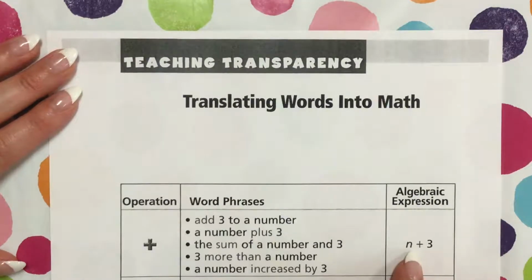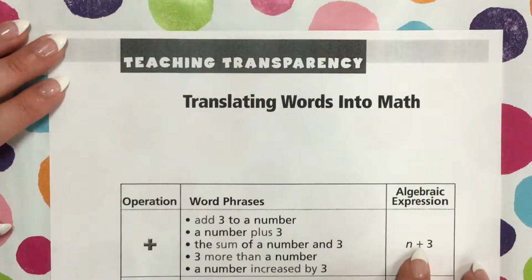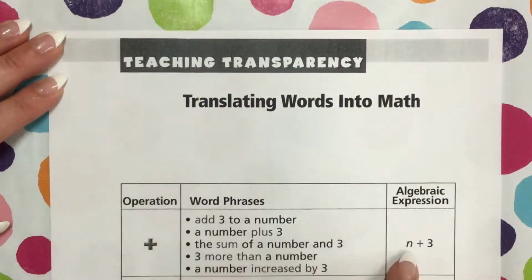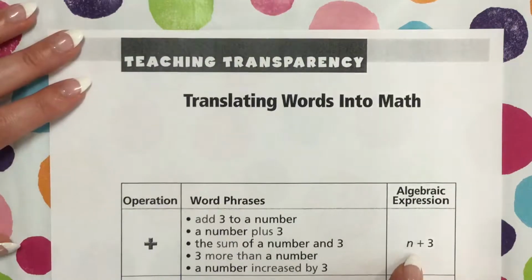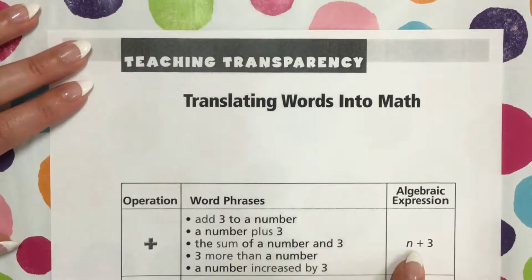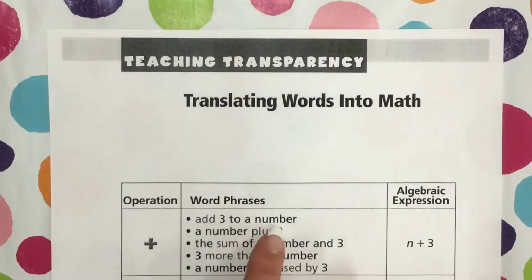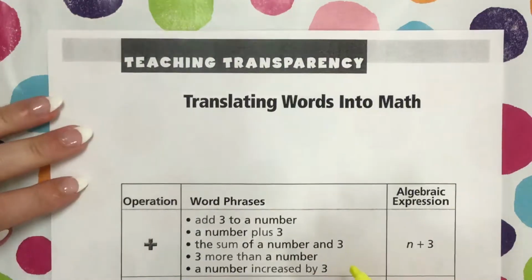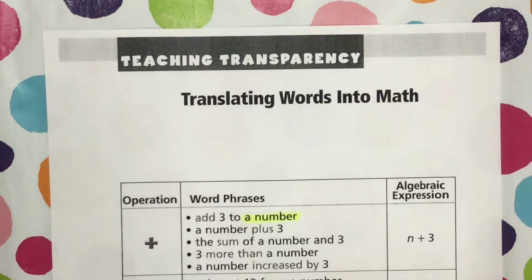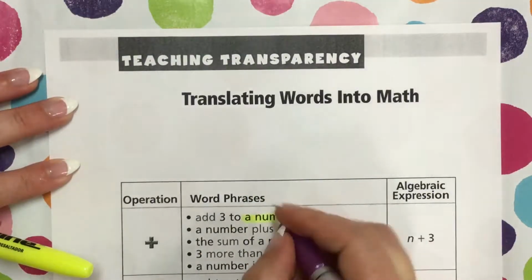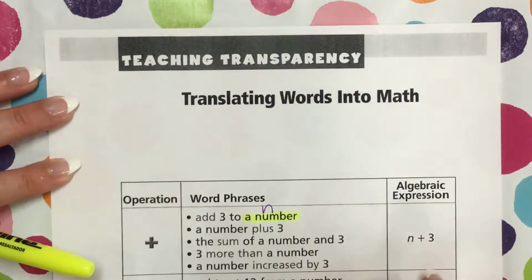Now, n plus 3, you can actually say that a bunch of different ways because right here we're using the operation of addition, so n plus 3. So let's go over all the different word phrases that really mean the same thing. The first one is add 3 to a number. Whenever they use this little thing called a number, they are referring to the variable, and in this case, they're calling the variable n. So what that means is add 3 to a number. You have a number, and you're adding 3 to it.